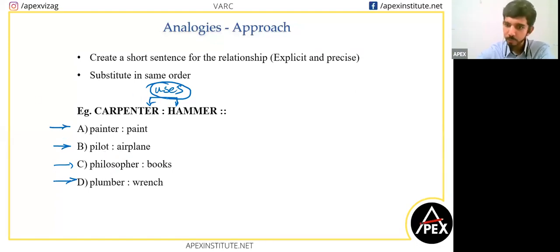So some of you have correctly put in the chat that it can be a tool. Yes. So is painter using paint as a tool? No. Painter's tool is paintbrush. So this one gets eliminated. Is pilot using airplane as a tool? No. Pilot is actually flying the airplane. So it's not a tool. And philosophers don't use books as a tool. Philosophers either read books or they can write books. So the only one left is plumber and wrench. Plumber uses wrench as a tool.